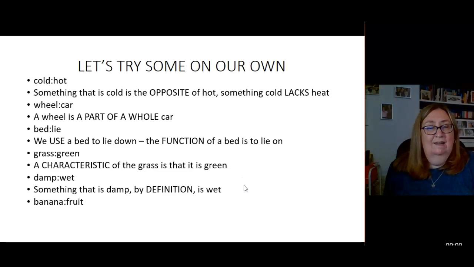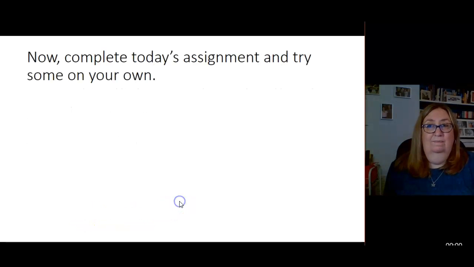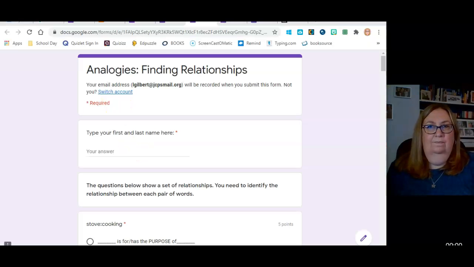How about banana and fruit? Okay, banana is a kind of fruit. So the relationship here is type or kind. We're going to look at today's assignment where you're going to try some of these on your own. Today's assignment is called Analogies, Finding the Relationships.